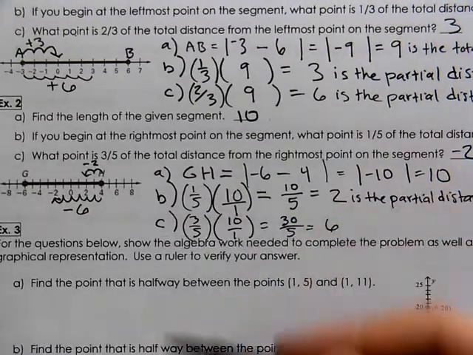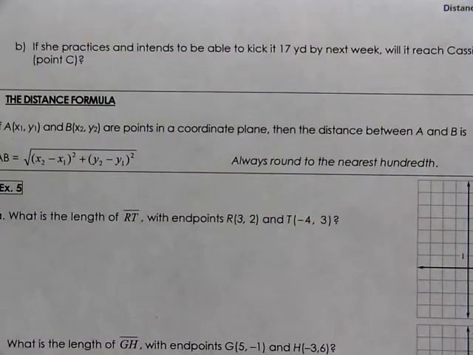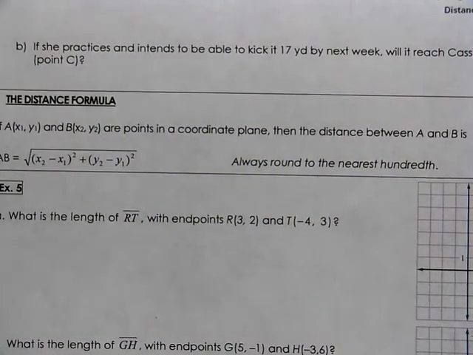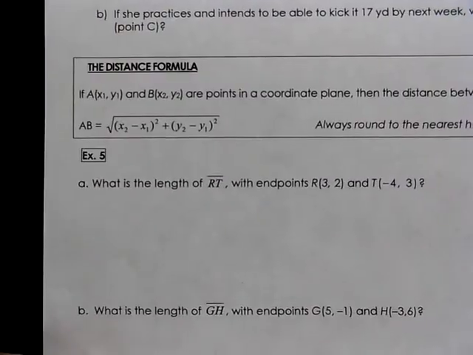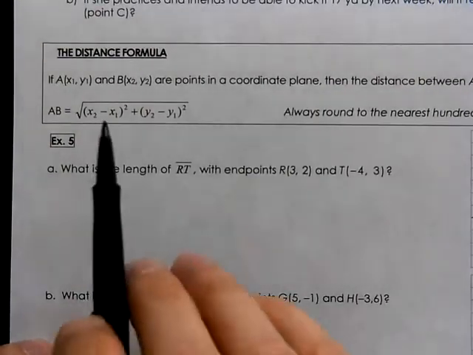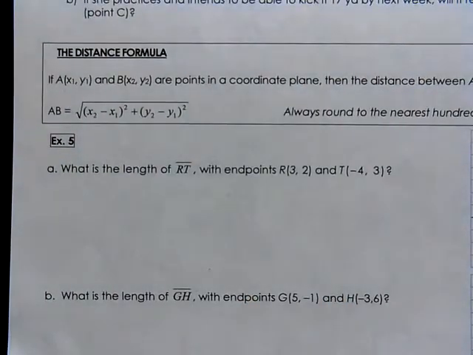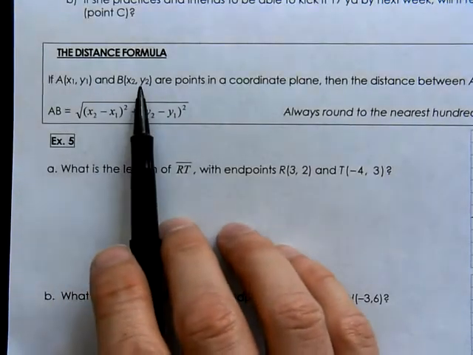I'm skipping over example 3 here. I'm skipping over example 4. And we're going right to the distance formula. That's what you're thinking of with the distance formula. So we have two endpoints.